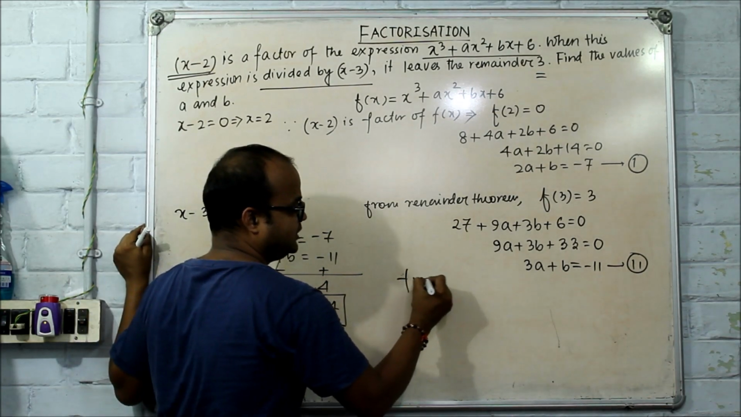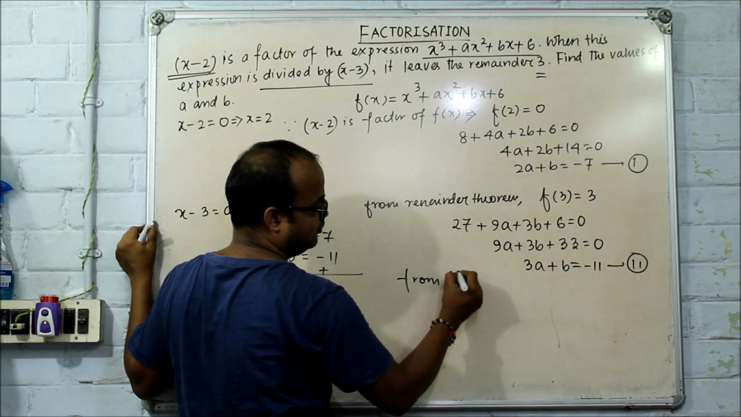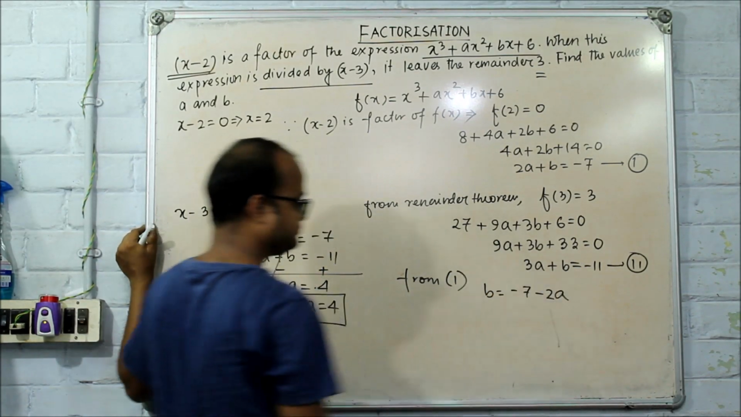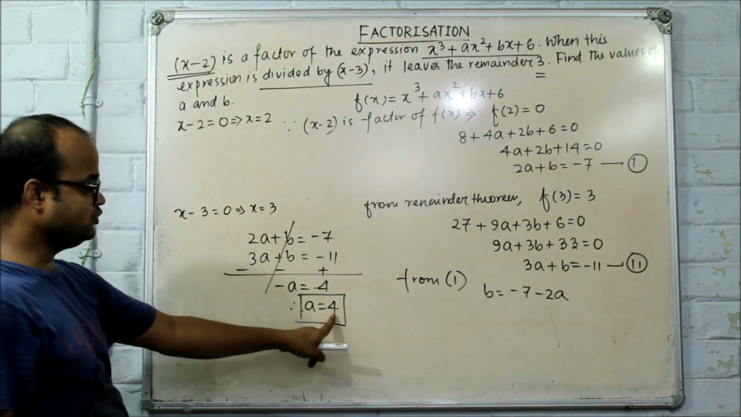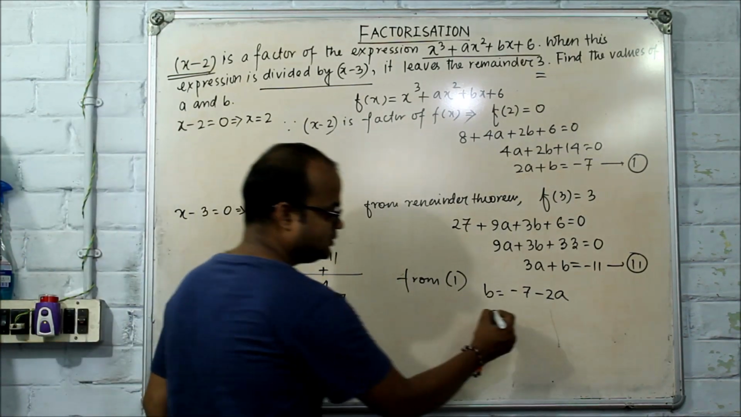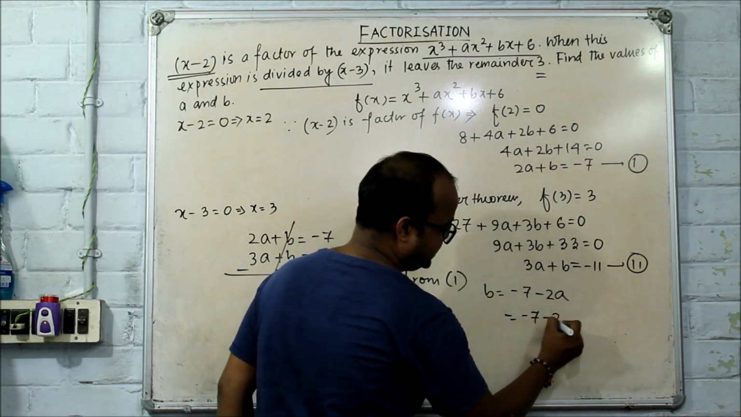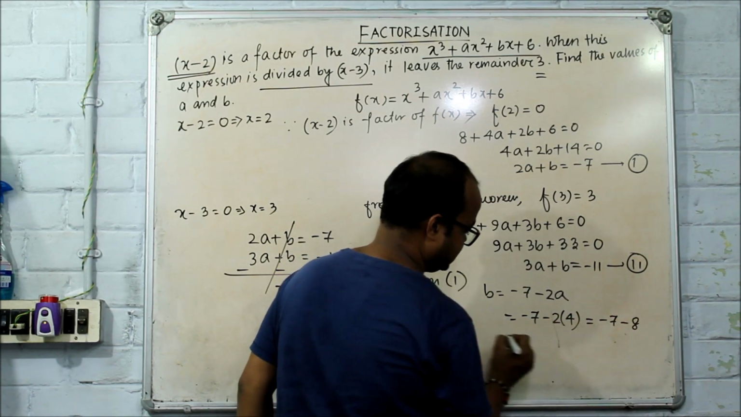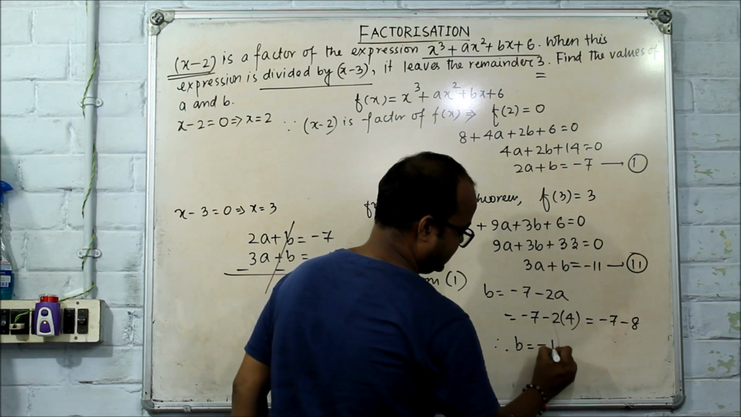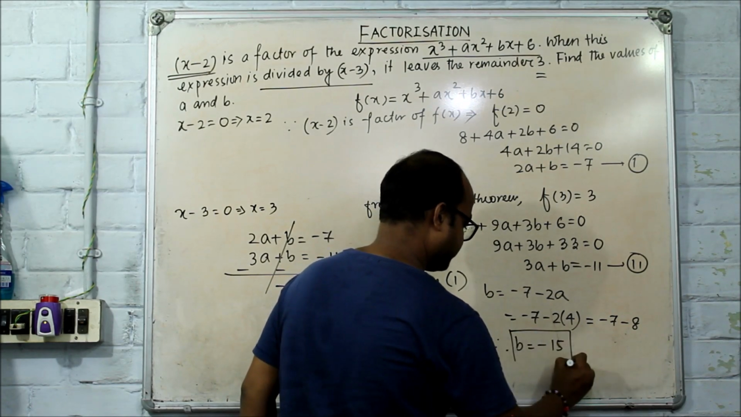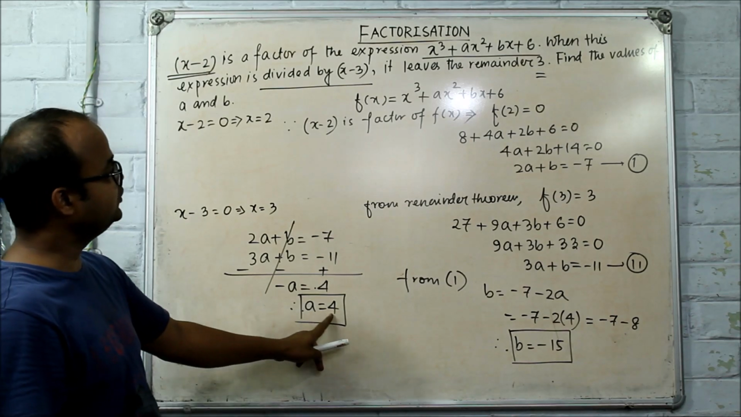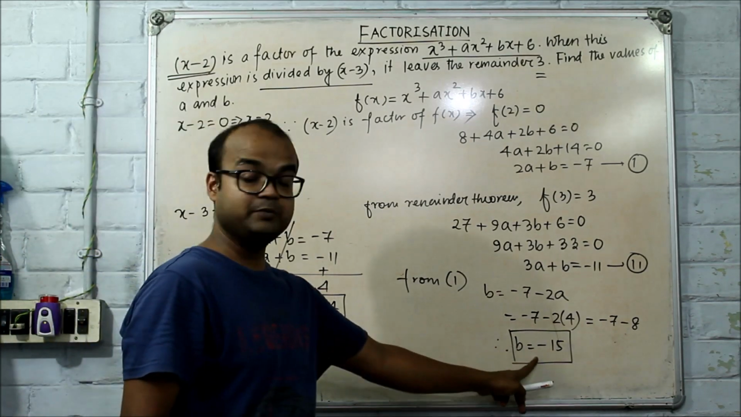And use any one of the equations. So suppose from 1, b is equal to minus 7 minus 2a. So we substitute a is equal to 4 here. So minus 7 minus 2 into 4, so minus 7 minus 8. Therefore b is equal to minus 15. So a is equal to 4 and b is equal to minus 15.